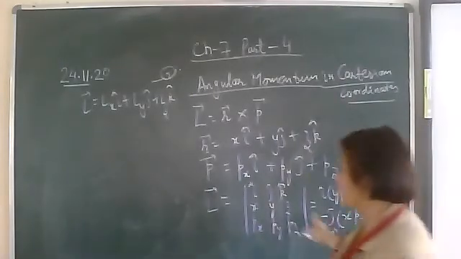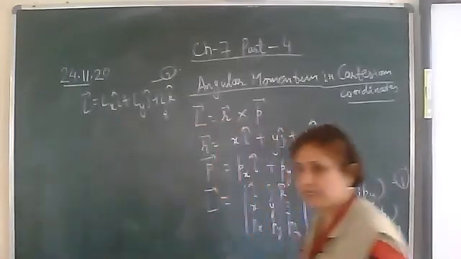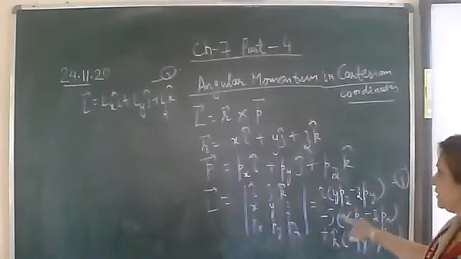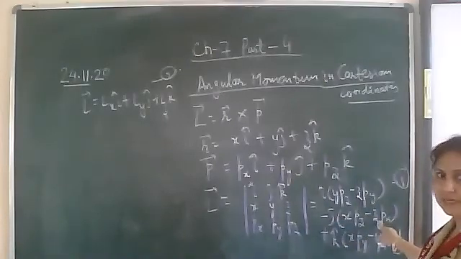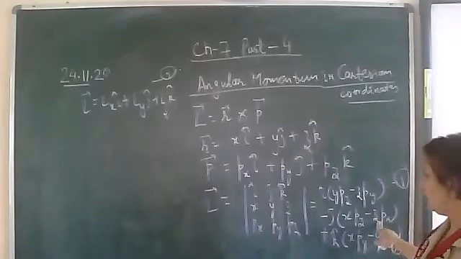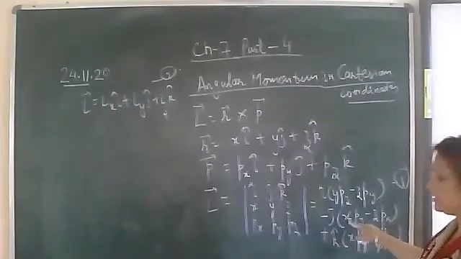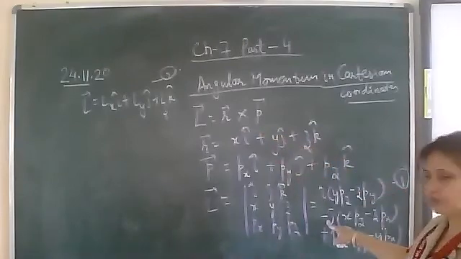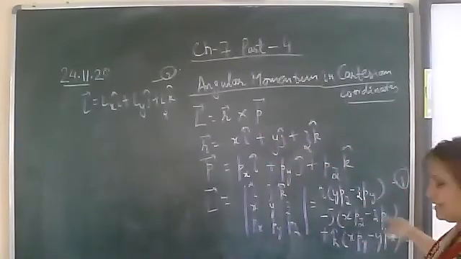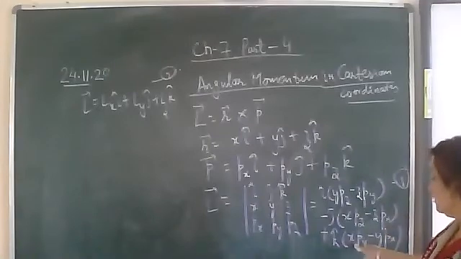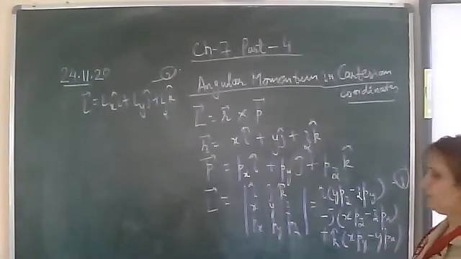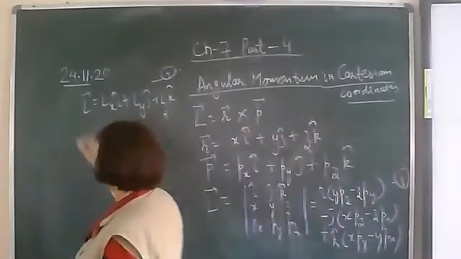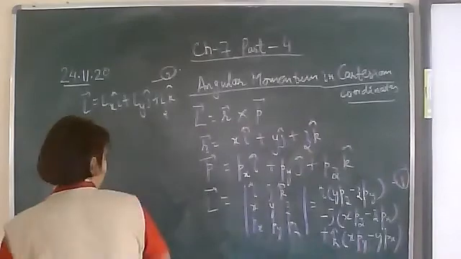Compare these two equations, 1 and 2. Lx will be equal to this bracket term, y pz minus z py. Take this minus sign inside and then compare. Ly will be equal to z px minus x pz. So here also it should be plus j cap, so take this minus sign inside and then compare. And Lz will be equal to x py minus y px. So comparing 1 and 2, we get Lx, Ly and Lz.